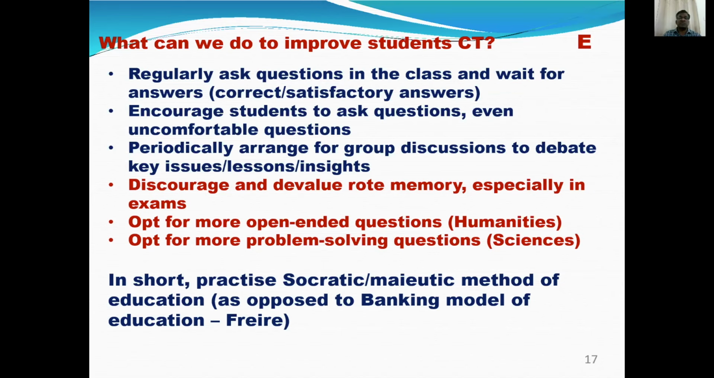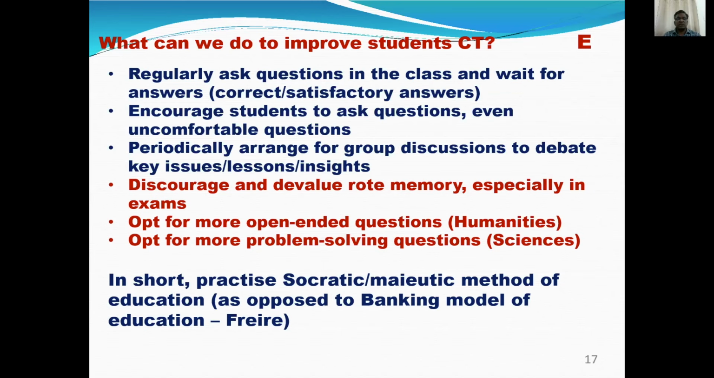So in other words, as teachers, we should regularly ask questions and we should wait patiently for answers, whether it is a correct answer or a satisfactory answer. First, let students listen to the question and give us some answers. So we will not reduce the class to a soliloquy or a monologue, but at least occasionally, let there be questions and answers. Let there be a dialogue.